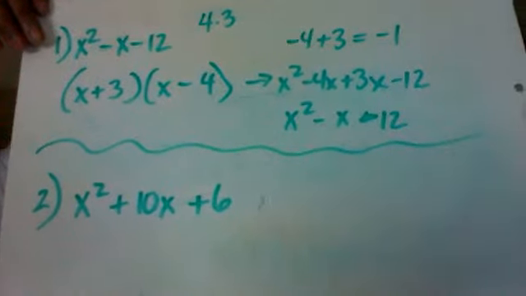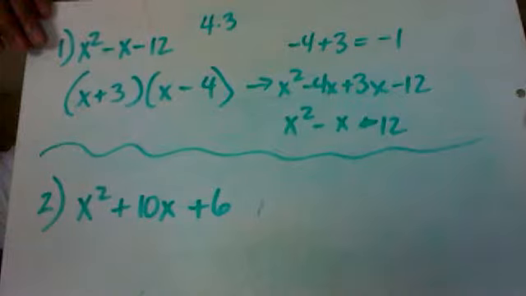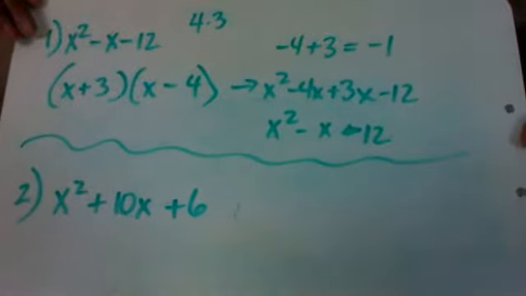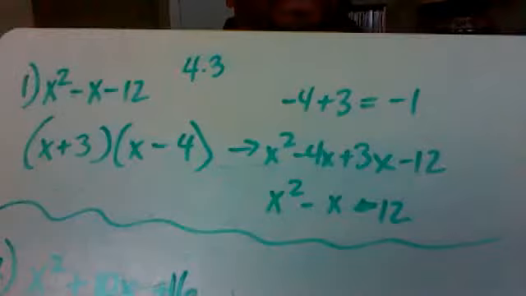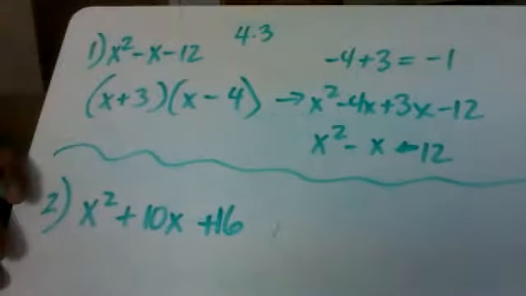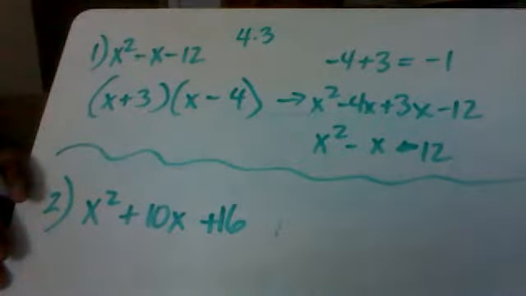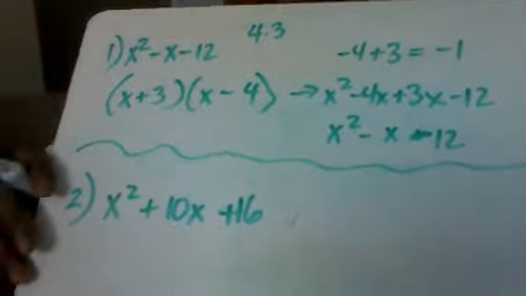Alright, now, I'm sorry, it's supposed to be plus 16, because that wouldn't be factored. So let me put a plus 16 right there. So once again, it's x squared plus 10x plus 16, not 6. Okay.